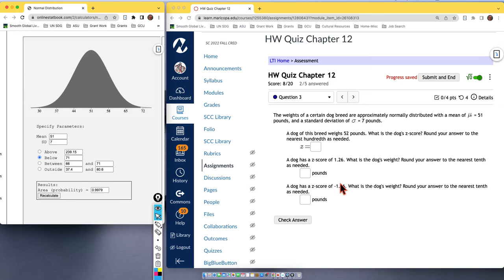I guess they're just doing it with the z-score, so let's go ahead and work this out. Okay, so we'll come back, we'll do this in order. So we're going to do this first part here.